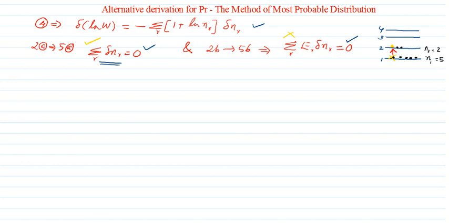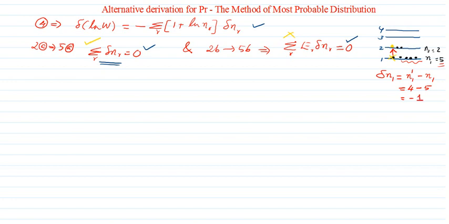What does it mean? Let me calculate delta of n1. Delta of n1 means the change in n1. So what will be the change in n1? It will be the final value of n1, let me call it n1 dash, minus the initial value of n1. The final value of n1 has reduced to only 4, because one particle has transitioned to the second level. So it is 4 minus the initial value, which was 5. So 4 minus 5 is minus 1. Got it? Its value is equal to minus 1.